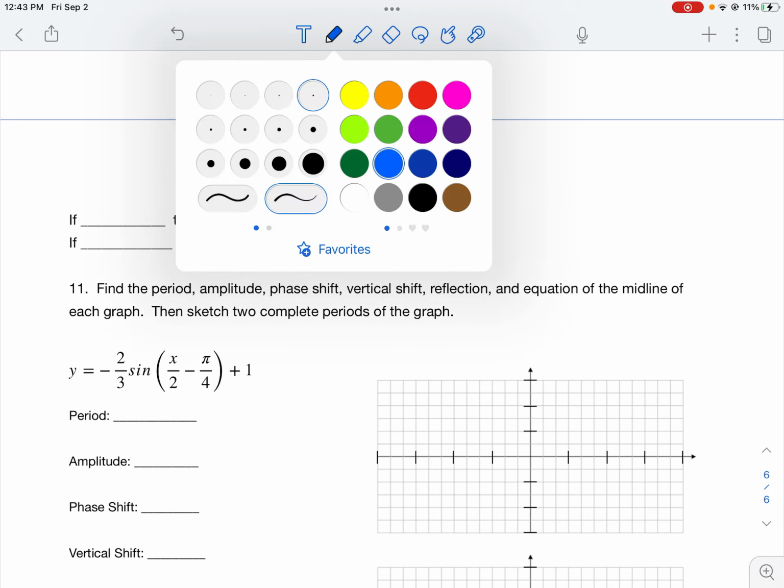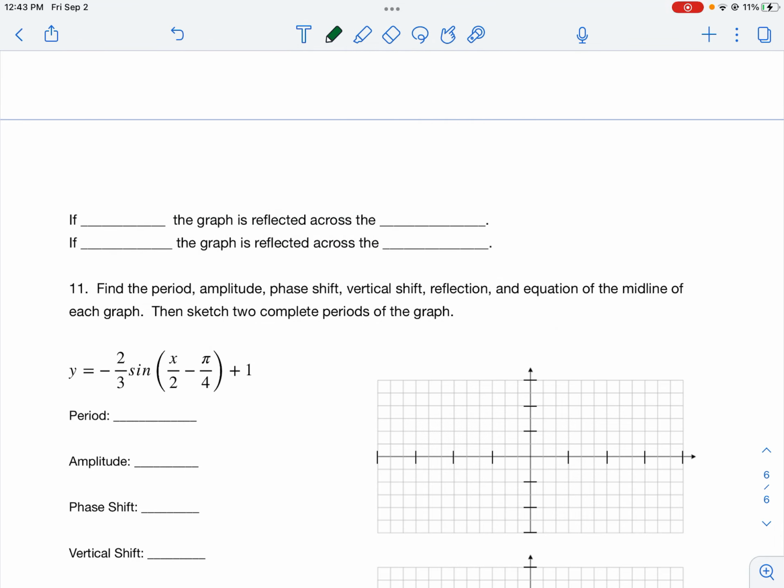Okay. If your A value is negative, you have a reflection across the midline. If your B value is negative, you have a reflection across the y-axis.